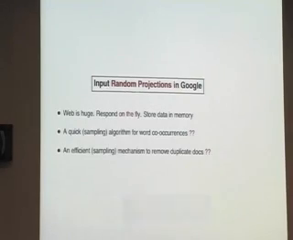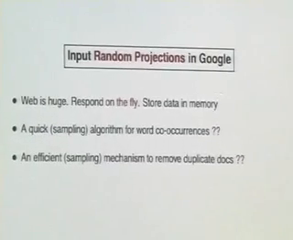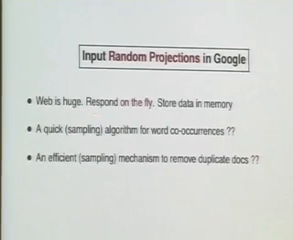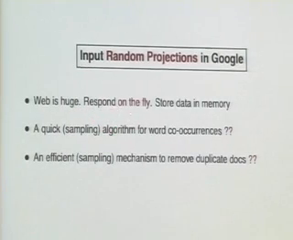I try to give some examples; this is one of my favorite examples. If you input two words, random and projections, in Google, the web is huge, but you want the response on the fly. In some sense, it's critical to store the data in memory. I put a question mark here because I'm guessing there are two kinds of sampling algorithms here. The first is for counting word co-occurrences. The second is to remove duplicate documents. So I'm just questioning; maybe people know the exact answers. I'm happy to know.